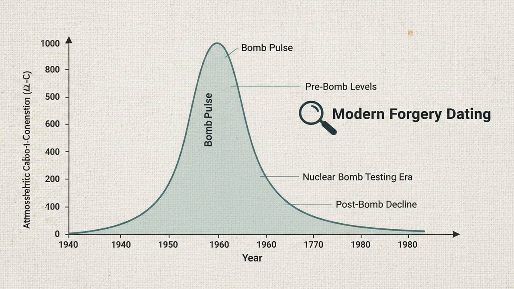Peggy Guggenheim, the legendary collector, bought a painting titled Contraste de Forme, believing it to be a 1913 masterpiece by Fernand Léger. For decades, doubts swirled. In 2014, scientists at the INFN in Florence took a fiber of the canvas. The result showed the canvas contained the bomb pulse signature. The cotton was harvested no earlier than 1959. Since Léger died in 1955, the painting was indisputably a fake, painted on modern canvas. The bomb pulse provided a definitive terminus post quem, or earliest possible date.